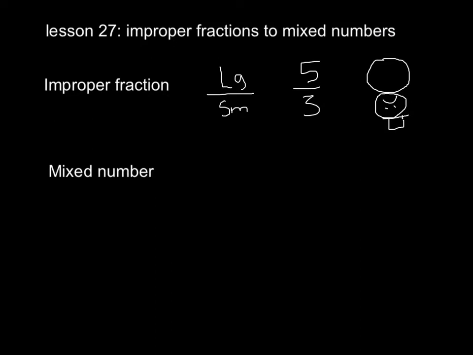So for example, 1 and 2/3 is a mixed number because it has a whole amount and then a partial amount. So that is a mixed number.